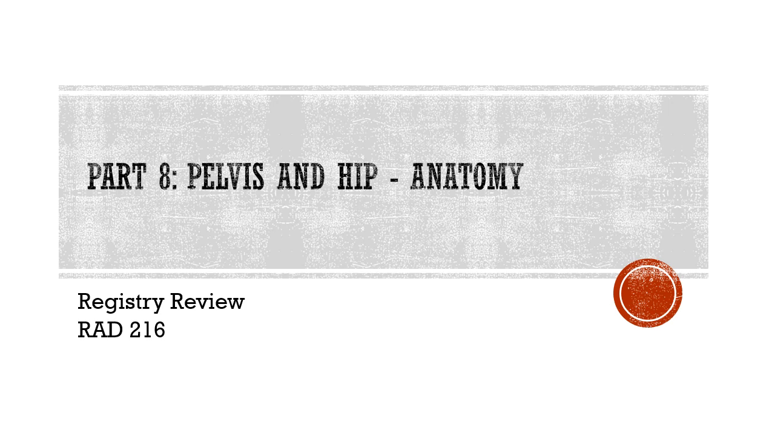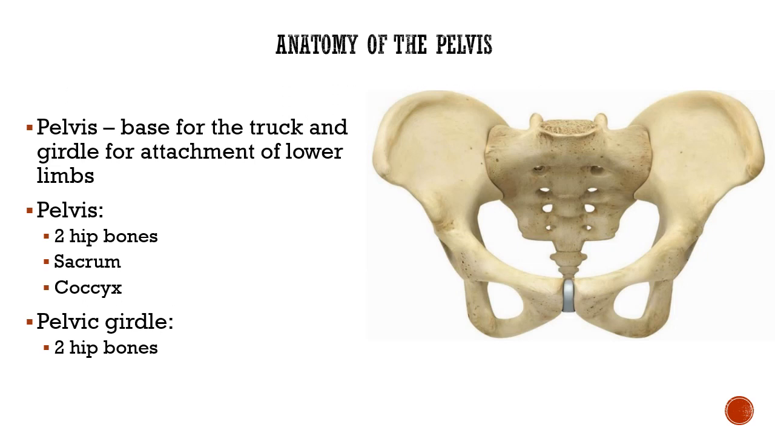Hello, this is a video on the anatomy of the pelvis and the hip. The pelvis is the base for the trunk and the girdle for attachment of the lower limbs. The pelvis is comprised of two hip bones, the sacrum and the coccyx. The pelvic girdle is comprised of two hip bones.